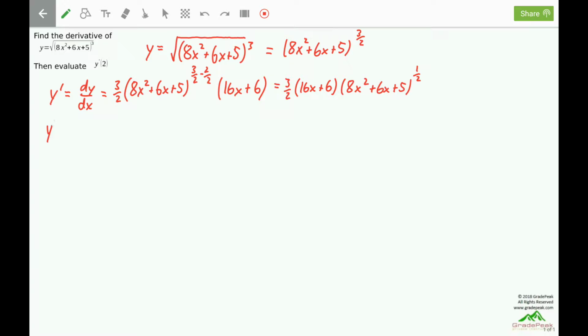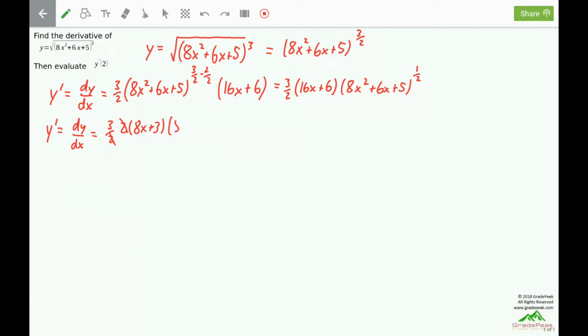So y prime, or dy dx, will equal 3/2 times, now the 16x plus 6, it has a common divisor of 2. I want to bring that out because I have a 2 in the denominator from the 3/2, and we'll be able to cancel those 2's out. So let's bring a 2 out to leave us with 8x plus 3. And then that 2 and that 2, one in the numerator, one in the denominator, can now cancel. You have to factor it first so that it's multiplying to be able to do that.